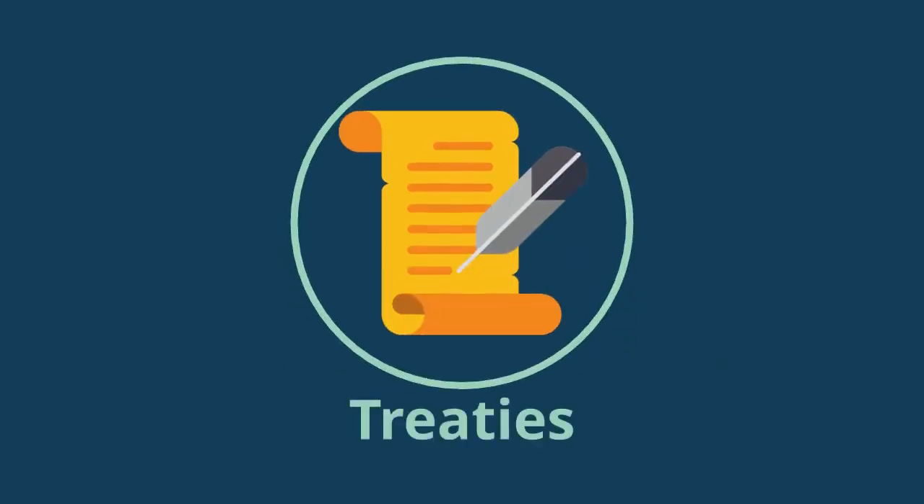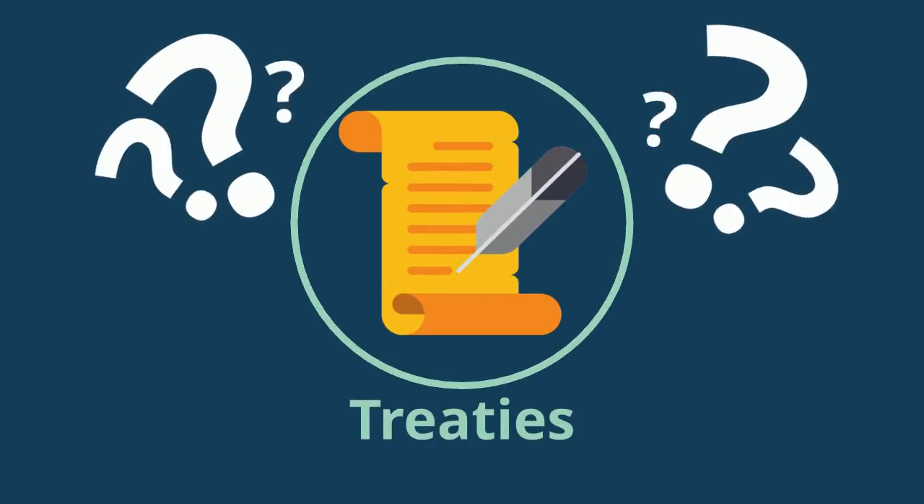When thinking about Native people, the term treaty comes up often. And what exactly is a treaty? And how do they function between the American and Native American governments?